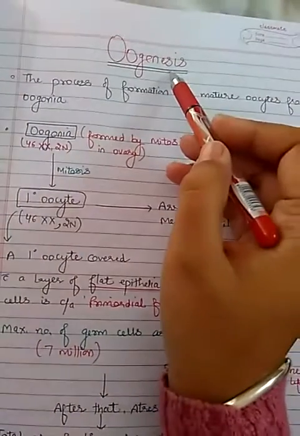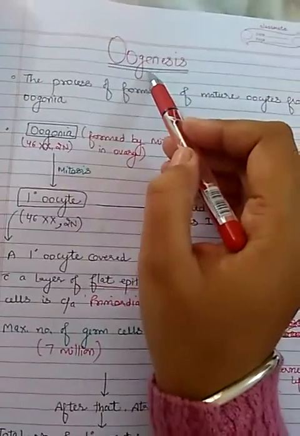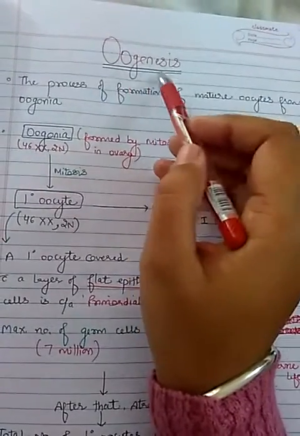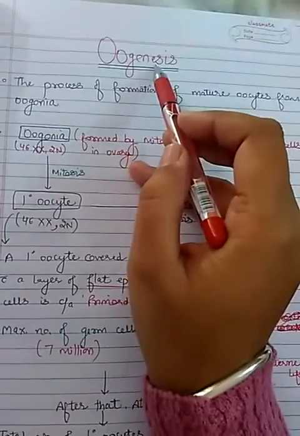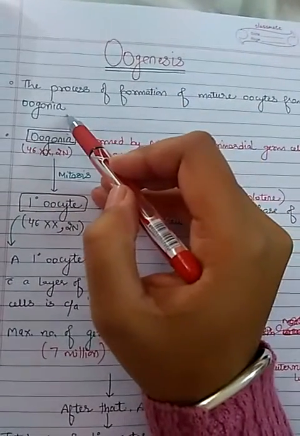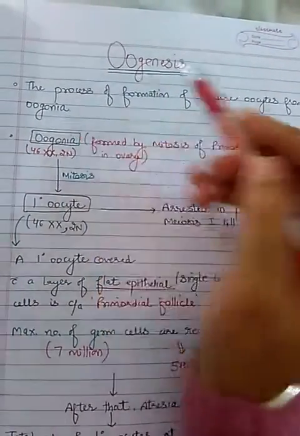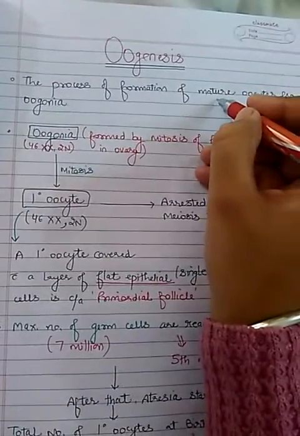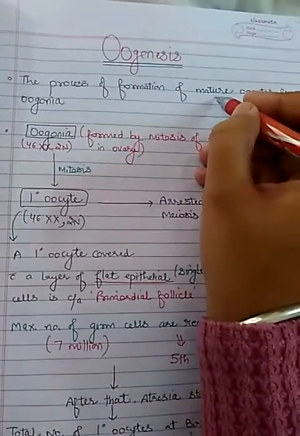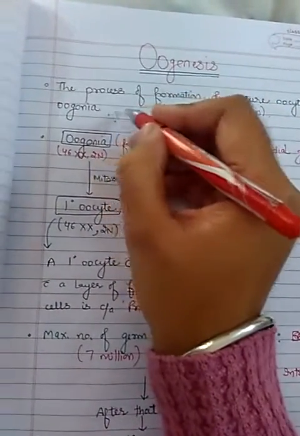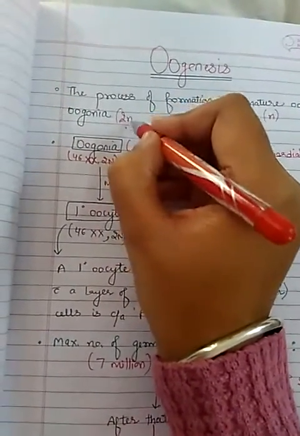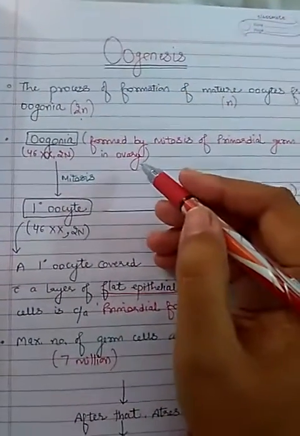Okay, now what is oogenesis? Genesis means formation. Oocytes, formation of oocytes. Okay, the process of formation of mature oocytes from oogonia. One thing you should know is that the mature oocyte is ovum, that is haploid, whereas oogonia is diploid.